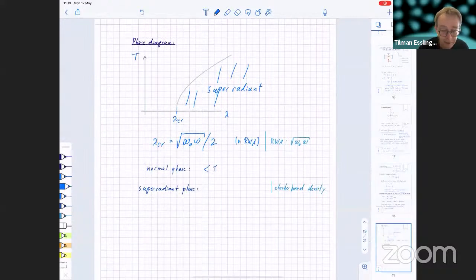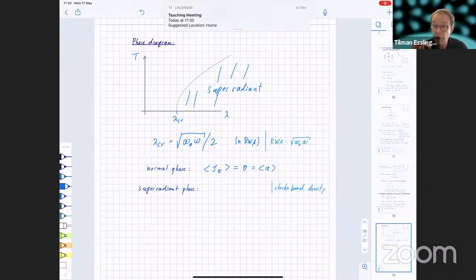In the normal phase, Jz is 0, so you have population only in the ground state, and no light, no field. And in the superradiant phase, J plus plus J minus is unequal to 0. So you have a polarization, and the field is no longer 0. That is this phase transition.